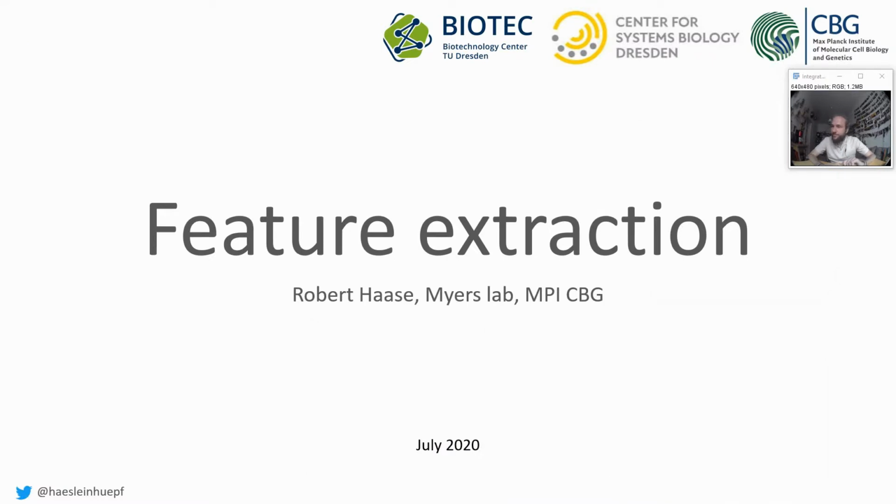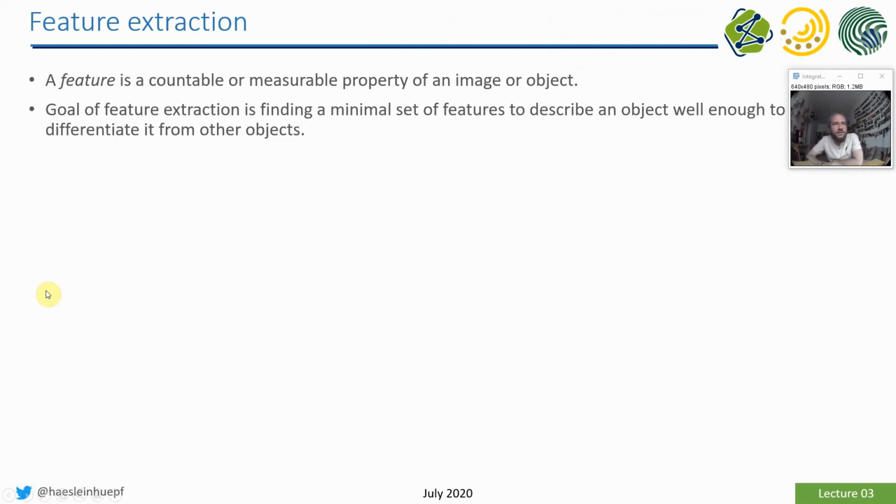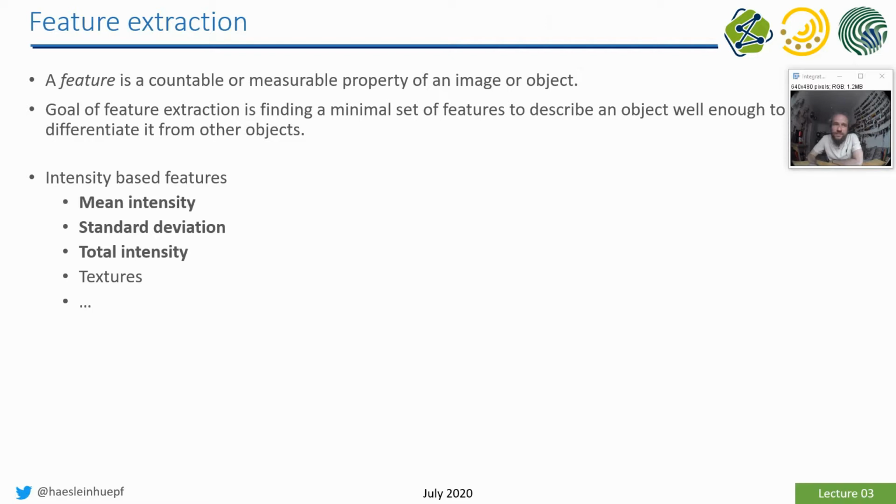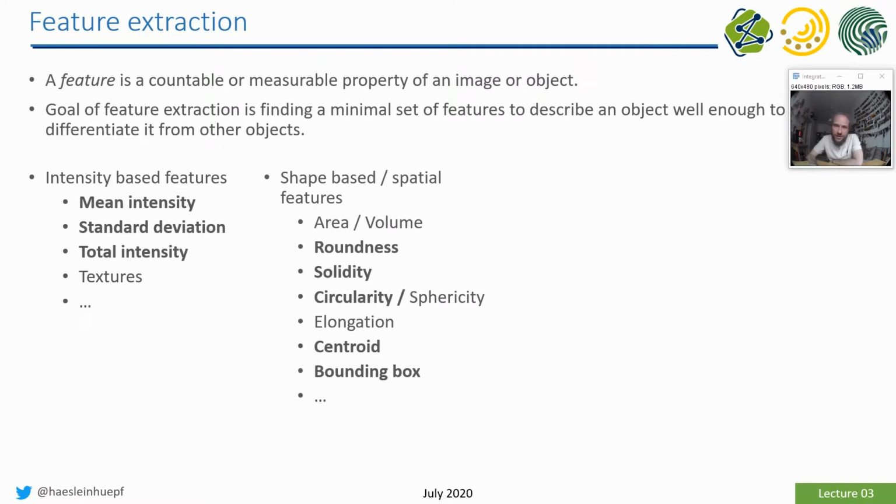When we are talking about quantification, we are talking about feature extraction. So I also showed you some details on feature extraction. I will quickly run through this part as well. So a feature is a countable or measurable property of the image or of the object. And basically there are different categories of features you can extract from your original image. And I'm providing here some examples.